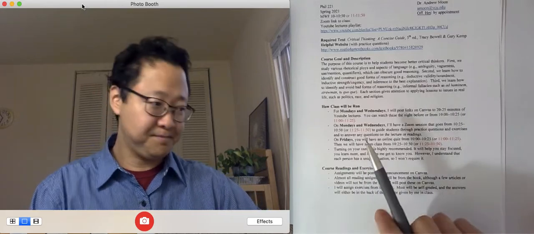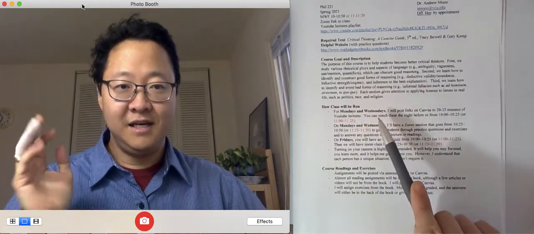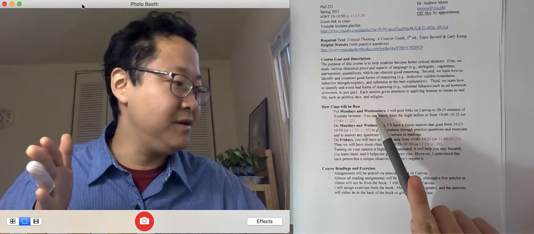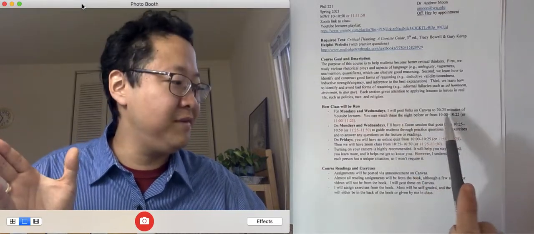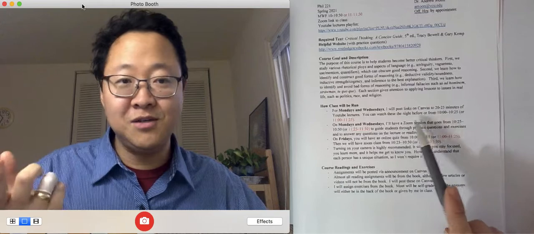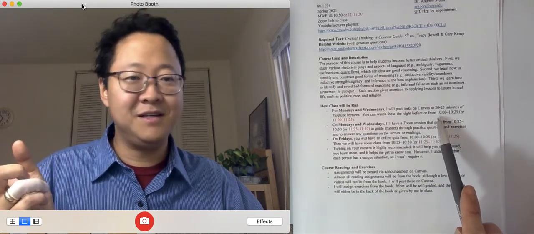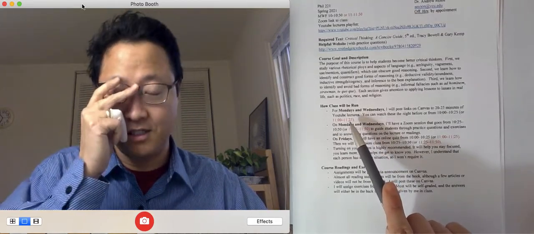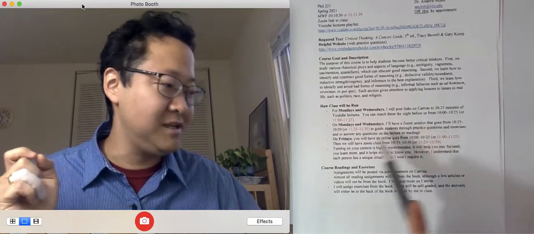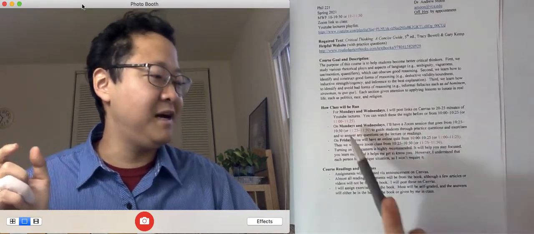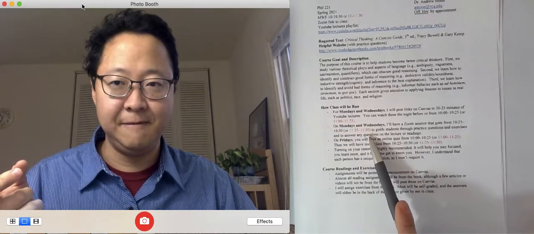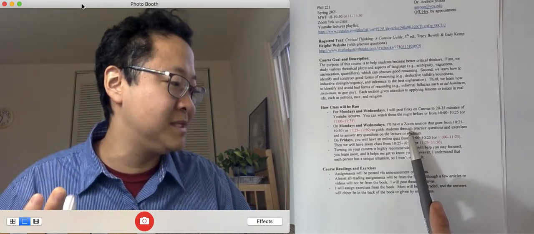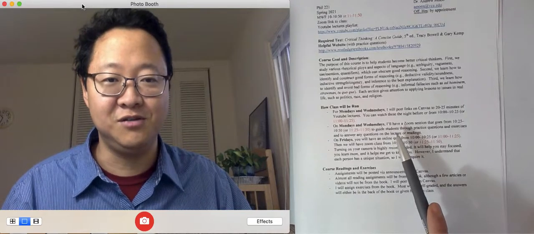How is the course run? On Mondays and Wednesdays, the night before, I will have posted YouTube lectures for you to watch, and they'll be 20 to 25 minutes. You can watch those the night before, or from 10 to 10:25 if you're in my 10 o'clock class, or 11 to 11:25 if you're in my 11 o'clock class. Then we'll have a Zoom session on Mondays and Wednesdays that goes from 10:25 to 10:50 or 11:25 to 11:50. The Zoom session is where I'm guiding you, giving you practice problems, exercises, answering any of your questions, and so forth.